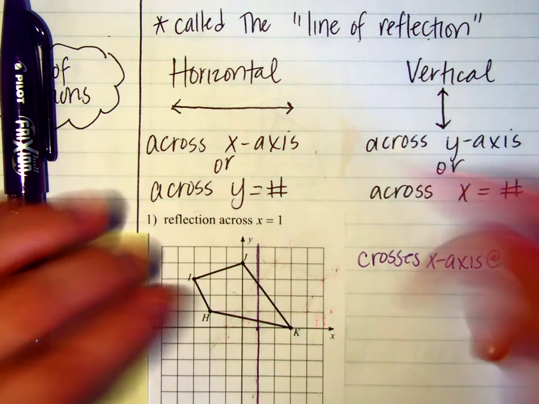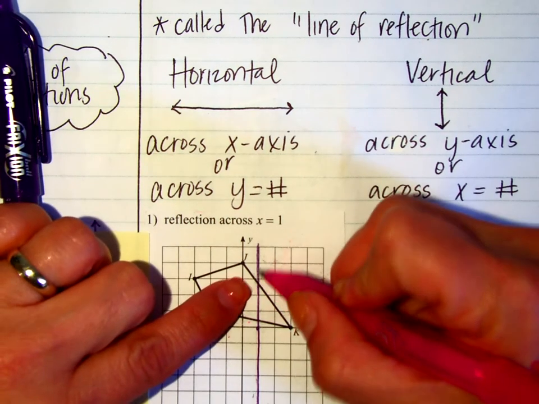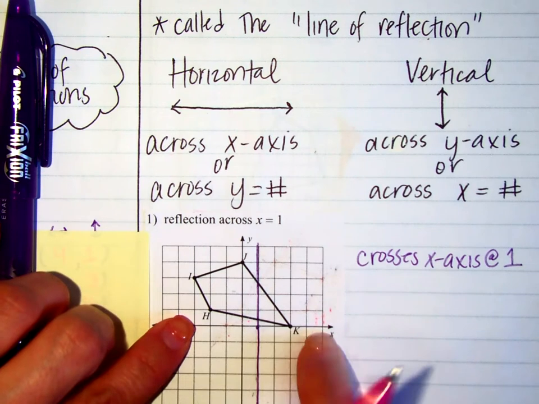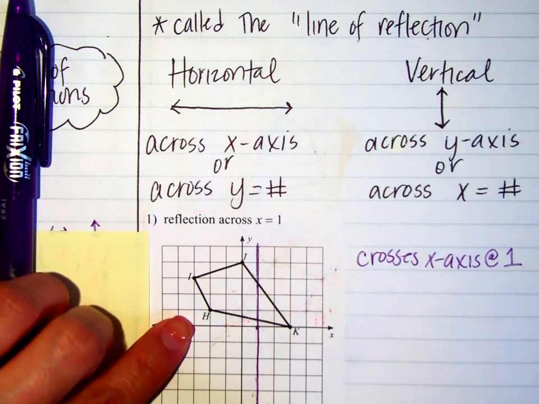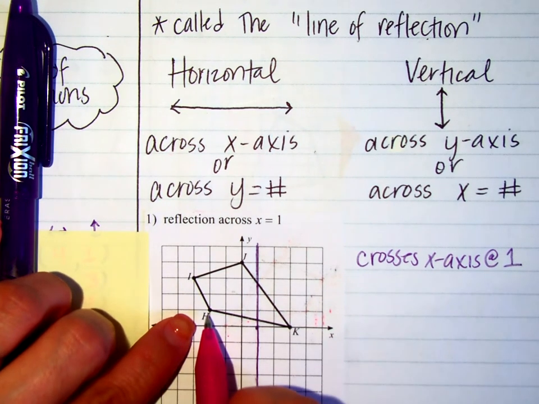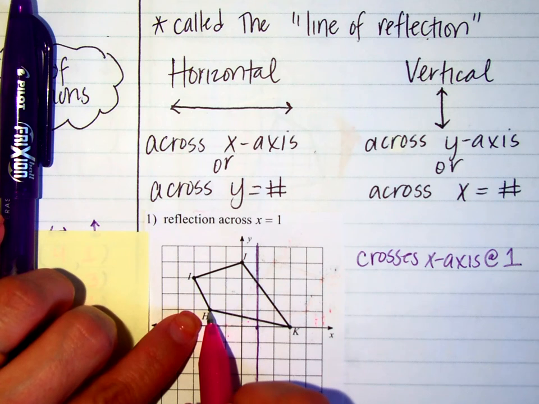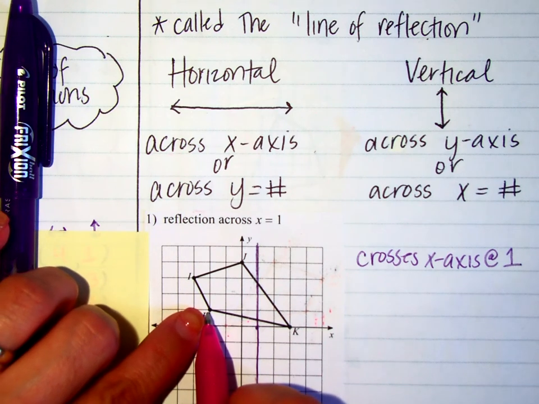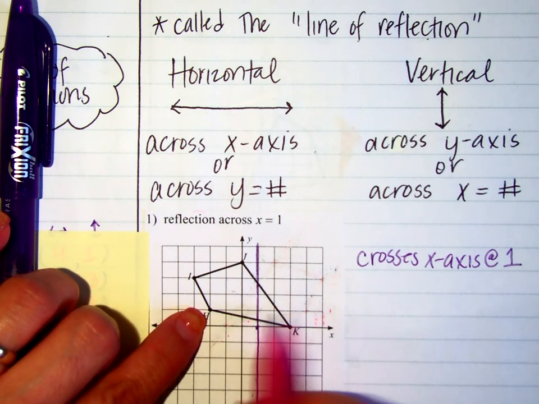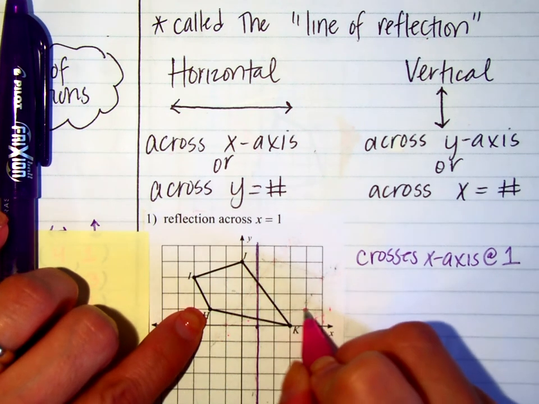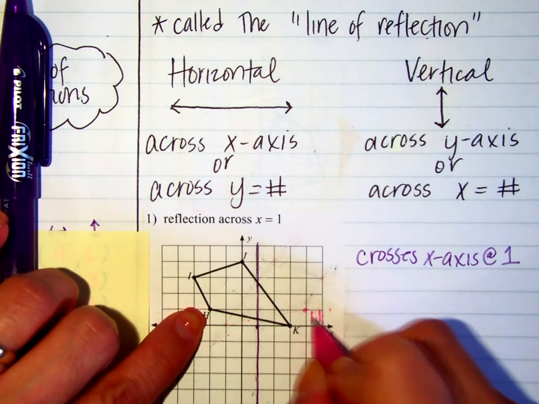And the way we do that is we start looking at our points. We're going to go in alphabetical order, so I'm going to go H, I, J, K. Let's take a look at H. H is 3 spaces to the left of the line of reflection. So in order to reflect it to the other side, we must move 3 spaces to the right of that line of reflection. And we're going to call that H prime.